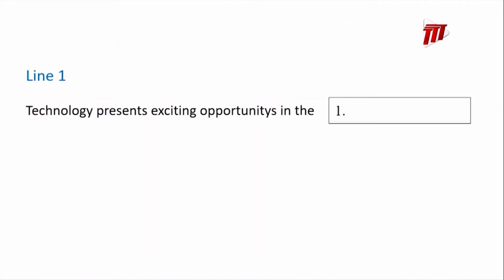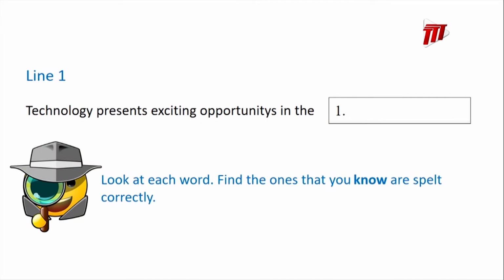Line 1. Technology presents exciting opportunities in the. Which word is incorrectly spelled in this sentence? Now, sometimes you may not necessarily see the word right away. You have to use your powers of deduction. So you have to go through each word. Go through each word in the sentence and see the words that you know already and X them out as words you don't have to look at. See if you can figure out which word is spelled wrong, because not always might you be able to figure out the word that is spelled wrong. So let's see if we can figure this out.